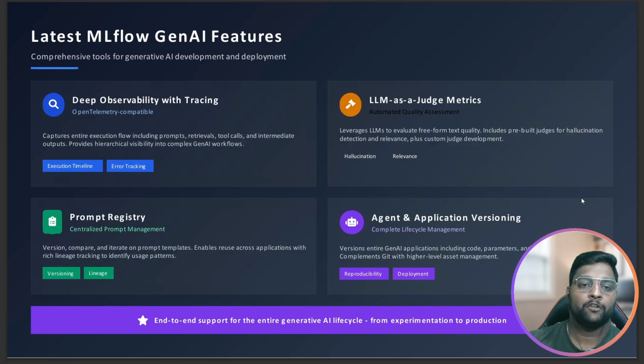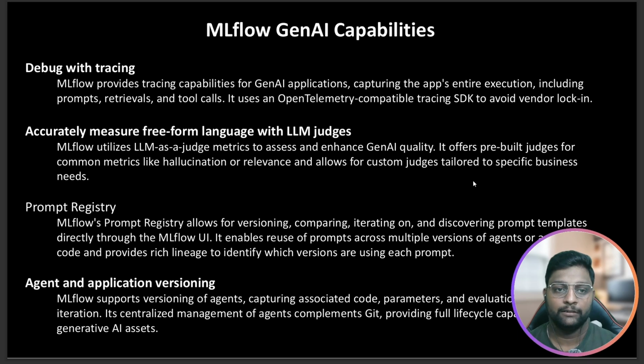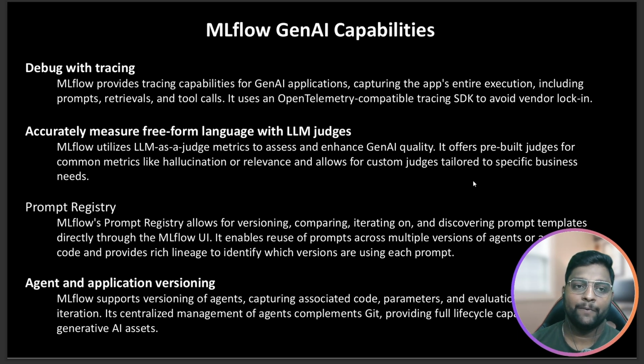Latest MLflow generative AI features, as I told you: deep observability and tracing, LLM as a judge metrics, prompt registry. You can read about them here. End-to-end support for the entire generative AI lifecycle is now possible, from experimentation to production. Everything is possible. Okay. Now capabilities, debug and tracing. So you can see here it has capabilities like generative AI application tracing and debugging, avoiding vendor lock-in and everything.